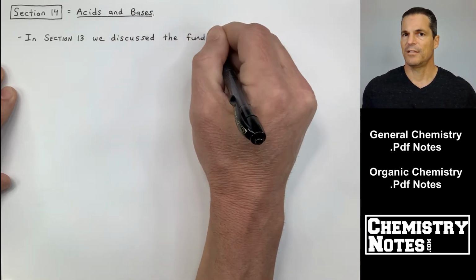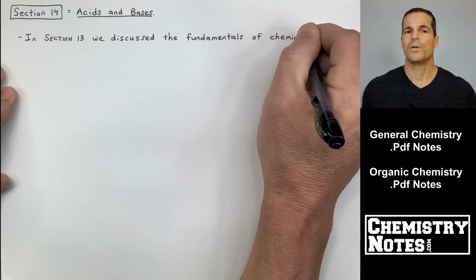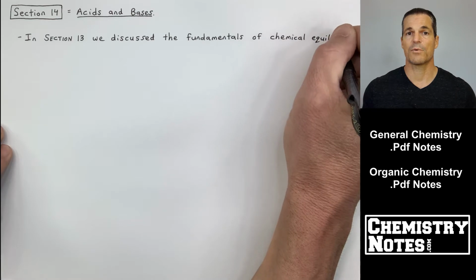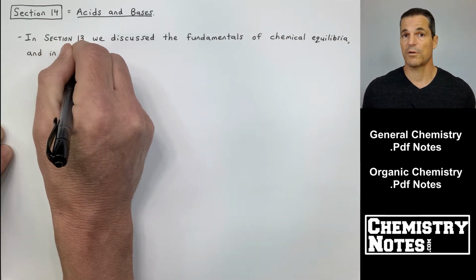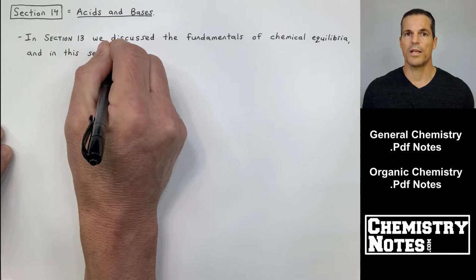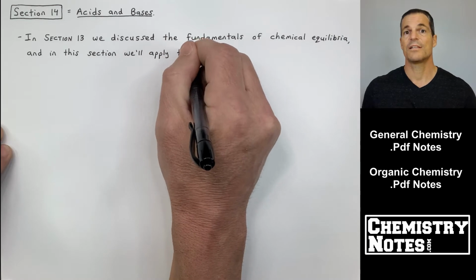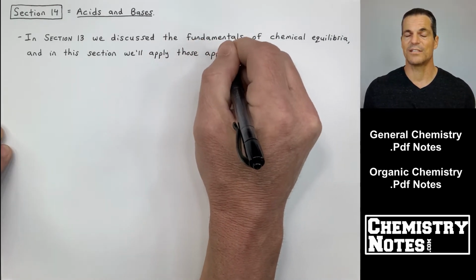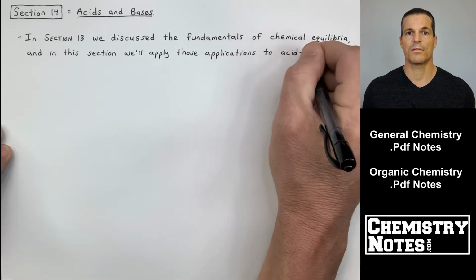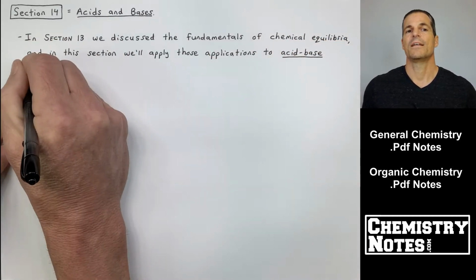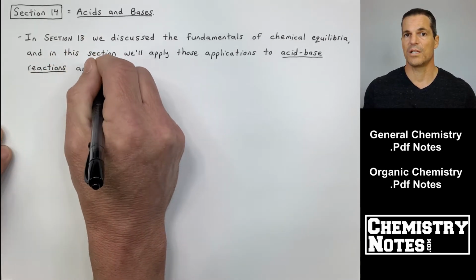So in the last section, section 13, chemical equilibrium, we discussed the fundamentals of chemical equilibria, right? That's where you start with reactants or even start with products and they equilibrate or reach this dynamic steady state where we have reactants and products coexisting, where the forward and reverse reactions are equal, right? So in section 13, we discussed those fundamentals of chemical equilibria.